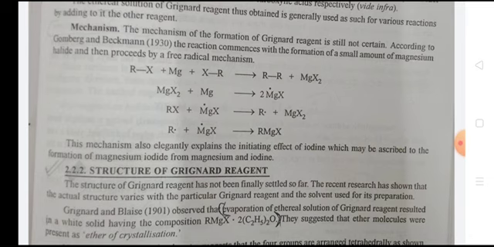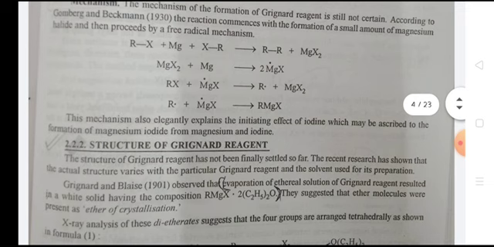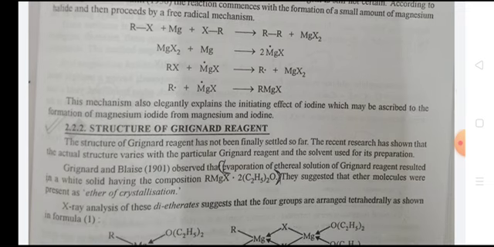According to Gomberg and Bachmann, the reaction commences with the formation of a small amount of magnesium halide and then proceeds by a free radical mechanism. RX plus Mg plus XR gives R• plus MgX2.